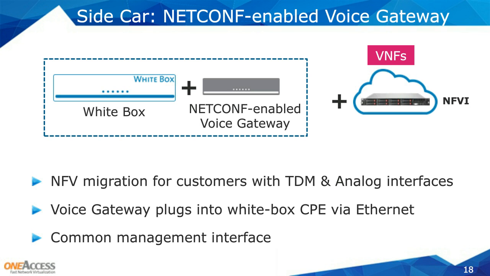Remember, not all of their customers have legacy issues to deal with. And then provide a separate box that has lots of TDM, T1, ISDN, PRI, that type of thing, as well as analog connectivity. Now, what they want this voice gateway to do is also speak NETCONF, so they have a common management interface. So this box would plug into, via an Ethernet port typically, into the white box, do all the TDM and analog connectivity, the conversion to SIP typically, if required. And this is proving to be very attractive to the operators. We're seeing a lot of interest in it.